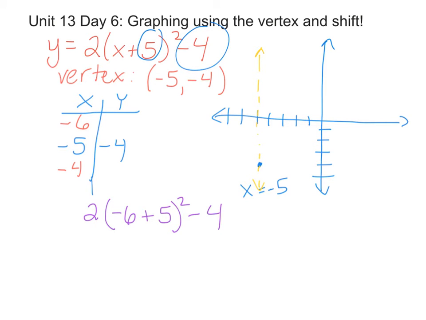And if you put that in your calculator, you're going to get negative 2. So that's this point right here, negative 6, negative 2. But that also means, because of the line of symmetry, it's the same point right here. Negative 6, negative 2. So all you need is those 3 points, and you've got your graph. It's a little bit easier. We've simplified things a little bit. So we're going to do one more together, and then I'm going to give you one to try.